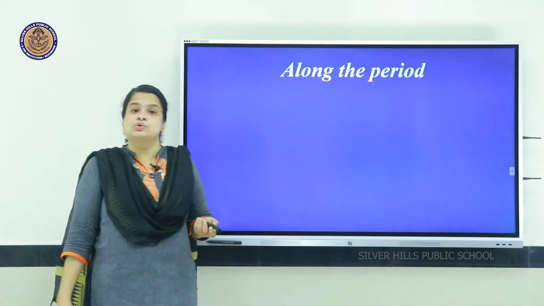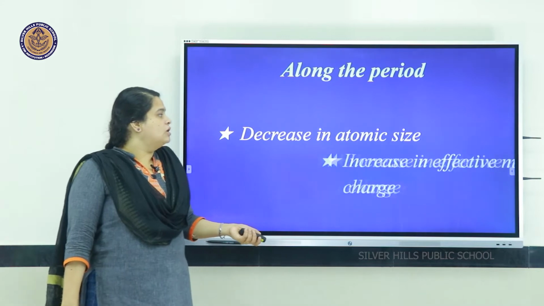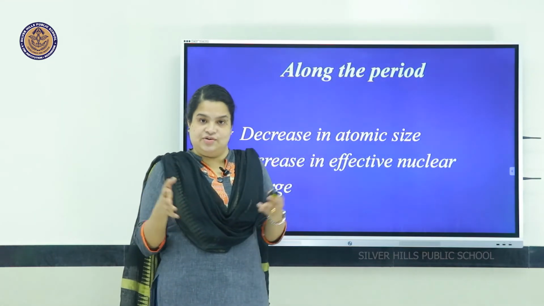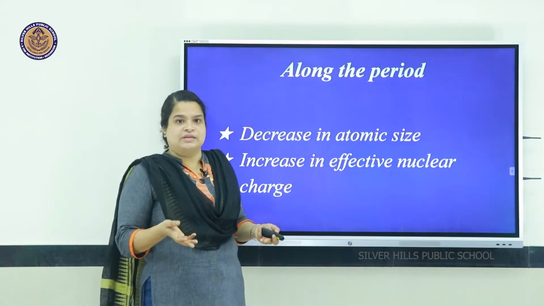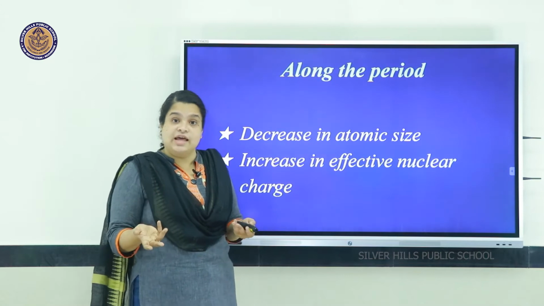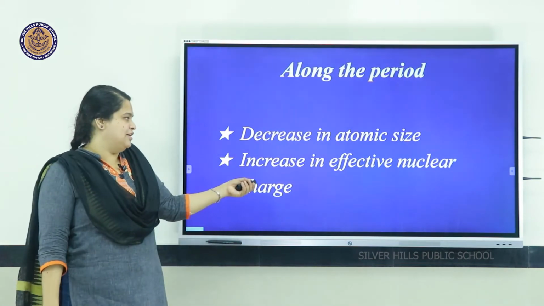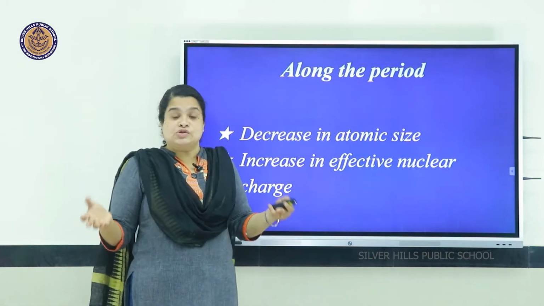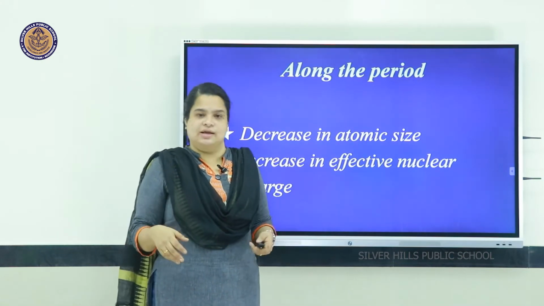Now we will move on to ionization enthalpy along the period. Along the period, we know that the size of the atom will decrease. Why is it decreasing? The shielding or screening effect has an effect on it. What is the effect? The effective nuclear charge outweighs the screening effect. You always have a screening or shielding effect, but the effective nuclear charge will surely outweigh the shielding effect.